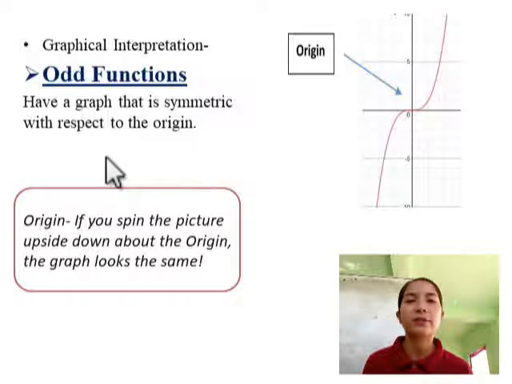How about odd functions? Odd functions have a graph that is symmetric with respect to the origin. The origin here is the 0. If you spin the picture upside down about the origin, the graph looks the same. Okay, very clear na po yung kanyang interpretation of the graph if the graph is an odd function.